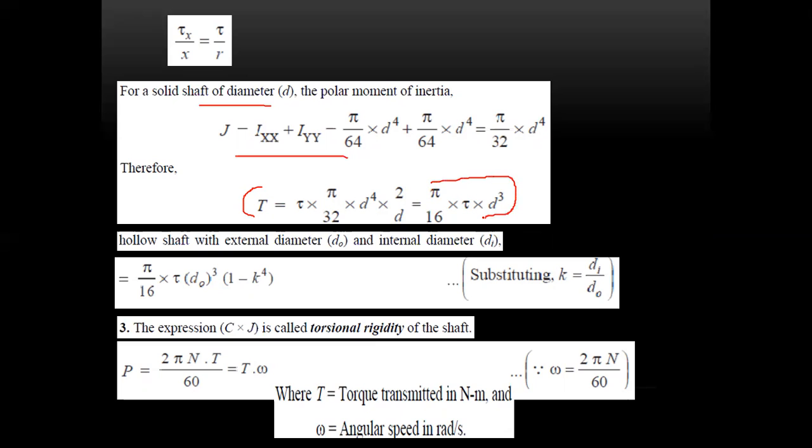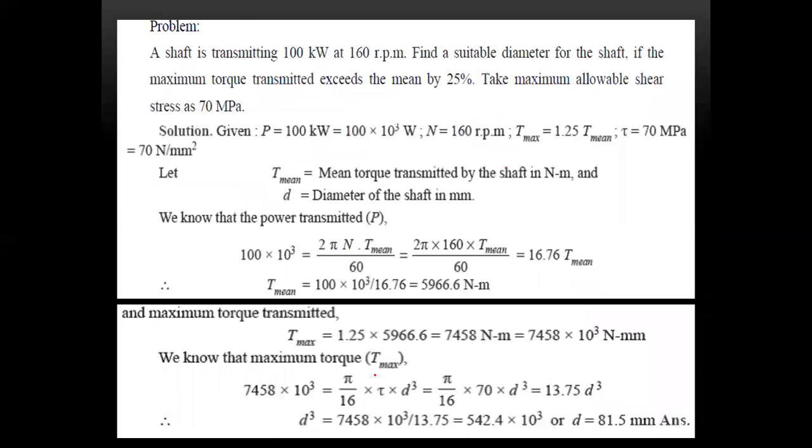For the hollow shaft with the external diameter d0 and internal diameter di, T is equal to pi by 16 tau into d0 cube into (1 minus k^4), substituting the value of k. Next, the expression C into J is called torsional rigidity. Therefore, the power P is equal to 2 pi NT by 60, that is equal to T into angular speed. So with this we'll do some problems.